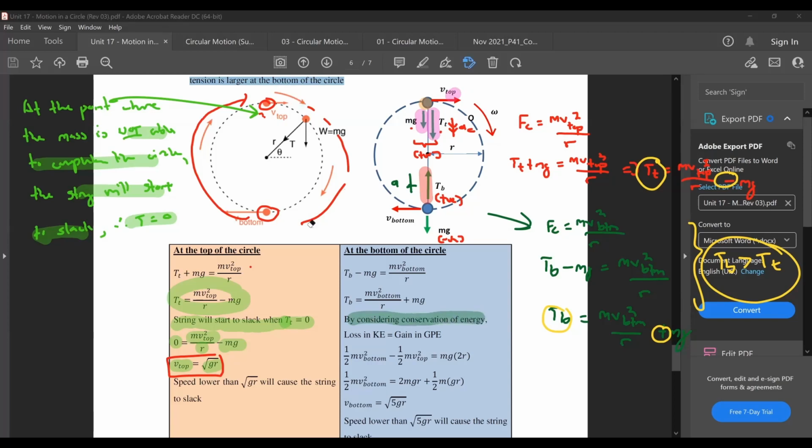If we consider conservation of energy, when the thing is able to move in a circle and moves all the way down, when it moves from top position to bottom position, the height decreases, so GPE drops, and subsequently KE increases due to conservation of energy. So if you apply conservation of energy here, loss in GPE equals gain in KE. Our gain in KE is half mv bottom squared minus half mv top squared, equals mg2r.